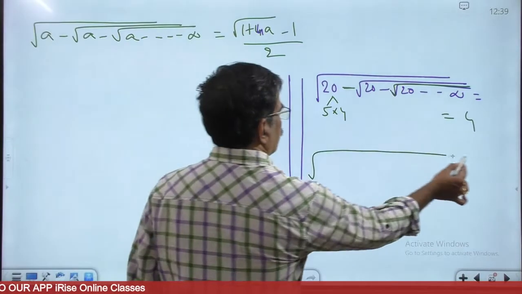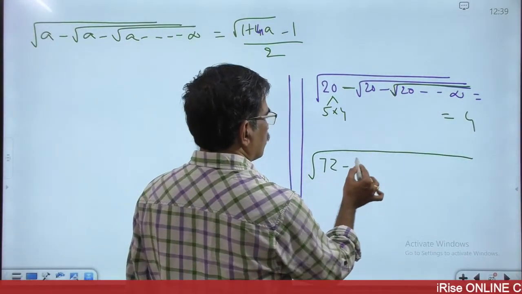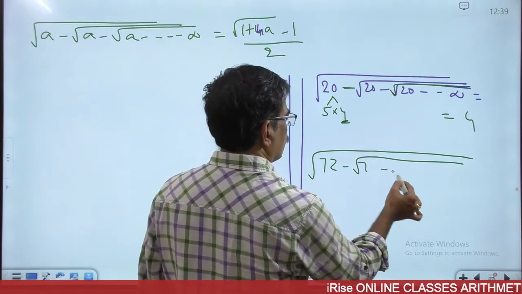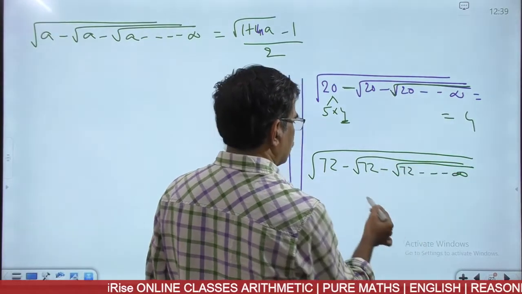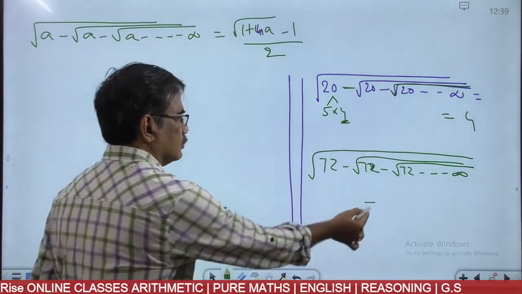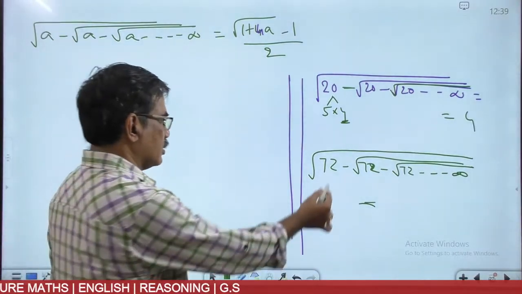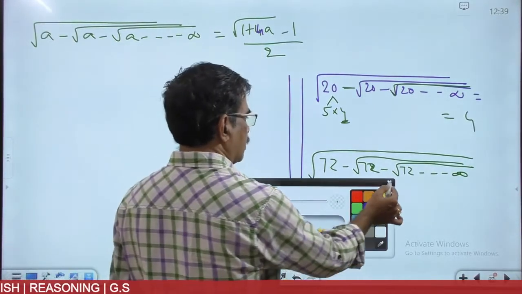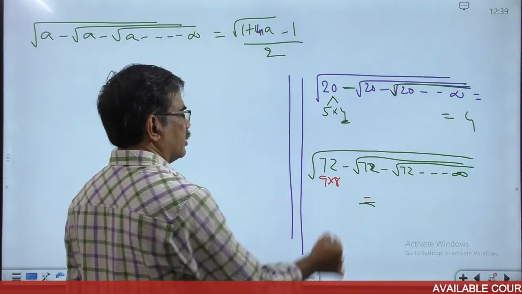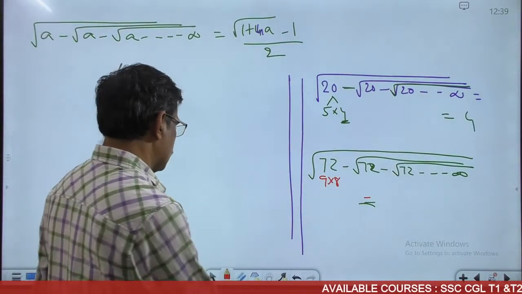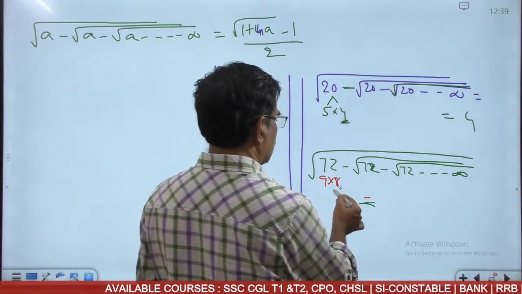So what is the value of root of 72 minus root of 72 minus root of 72 and so on up to infinity? Here this can be written as a product of 9 into 8. 9 into 8, then the smaller value is the answer. The answer is 8.